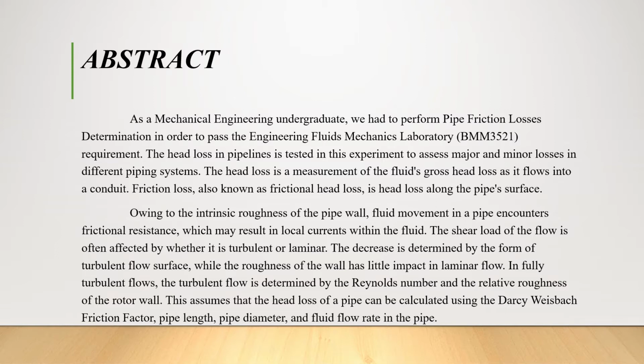Owing to the roughness of the pipe wall, fluid movement in the pipe encounters frictional resistance, which results in local currents within the fluid. The shear load of the flow is often affected by whether it is turbulent or laminar. The decrease is determined by the form of turbulent flow surface, while the roughness of the wall has little impact in laminar flow. In fully turbulent flow, the turbulent flow is determined by the Reynolds number and the relative roughness of the pipe wall. This assumes that the head loss of a pipe can be calculated using the Darcy-Weisbach friction factor, pipe length, pipe diameter, and fluid flow rate in the pipe.